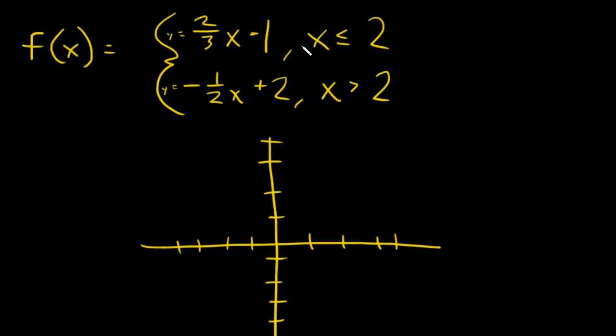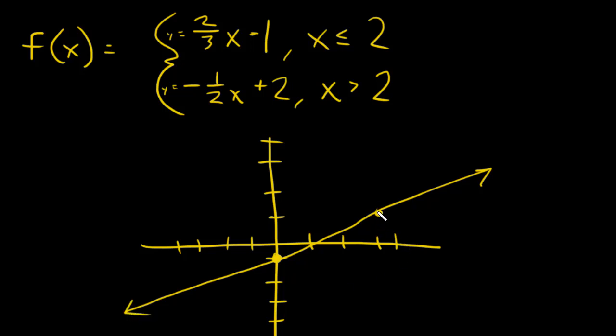Okay? And now I just focus on the first one. Y equals 2/3 x minus 1. So where does it hit the y-axis? At minus 1. And then what does its slope look like? Well, 2/3. So up 2 over 3. So that's going to be the next point right there. And I'm going to connect the dots like so.